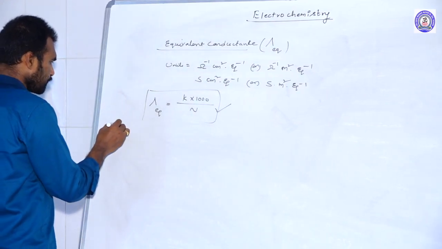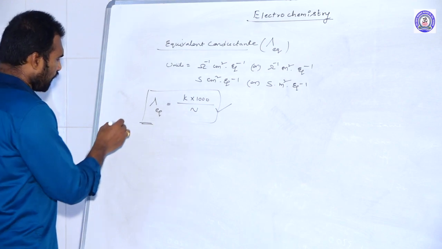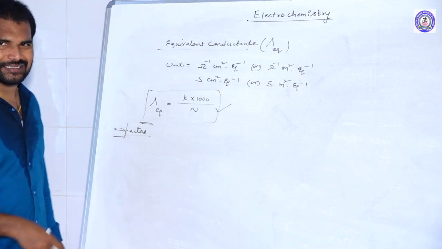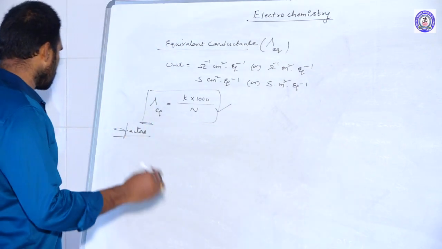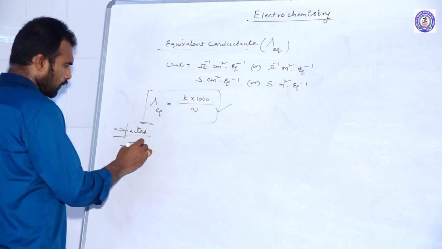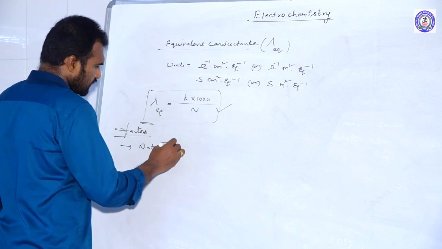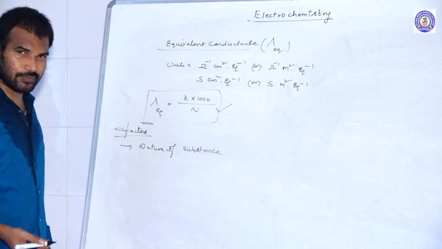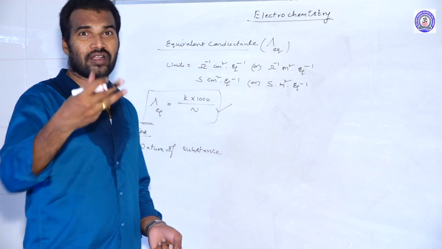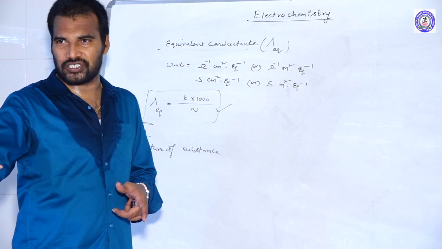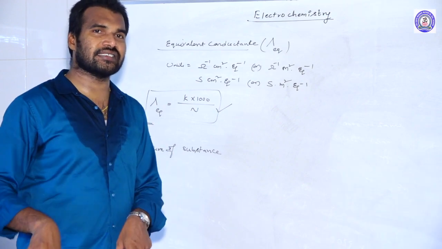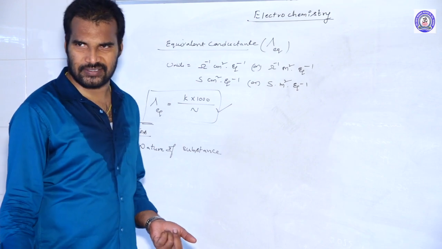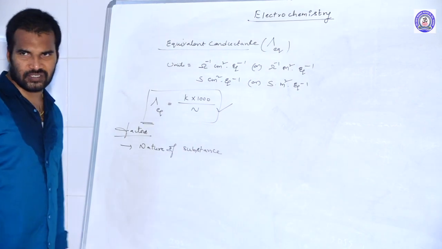And the next one, factors. What are the factors on which the conductance depends? The first one is the nature of substance. How does the nature of substance matter? As we know, substances are of two types, strong and weak. Strong means more dissociation, so more ions will be produced. Weak means less dissociation, so fewer ions are produced. If the number of ions is less, automatically the conductance is less. Simple logic. So it depends upon the nature of the substance.